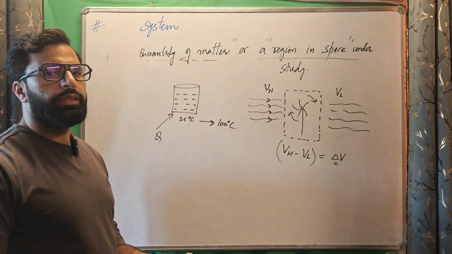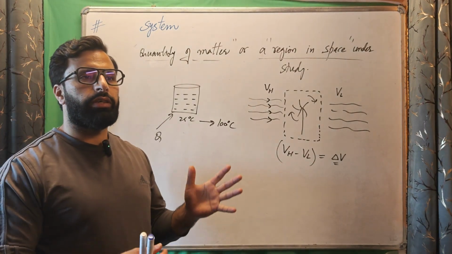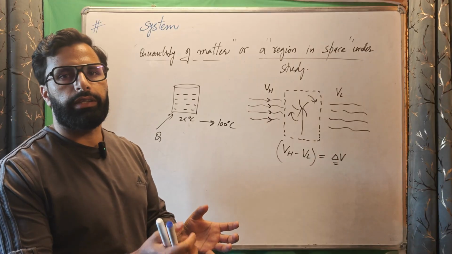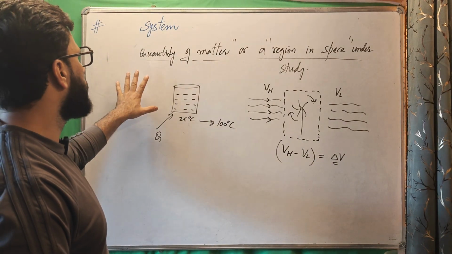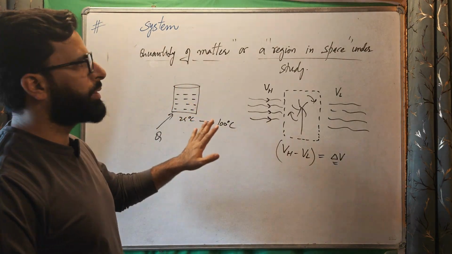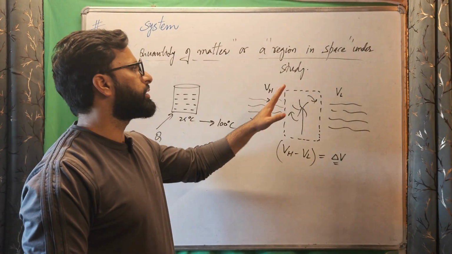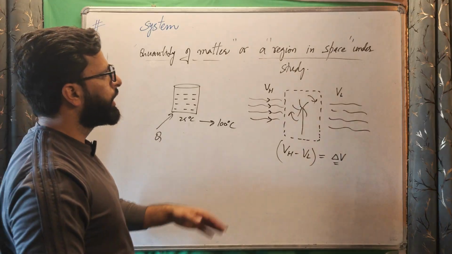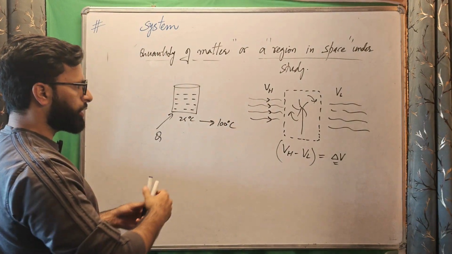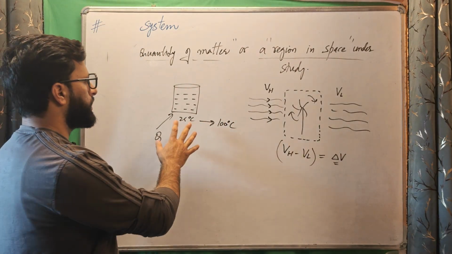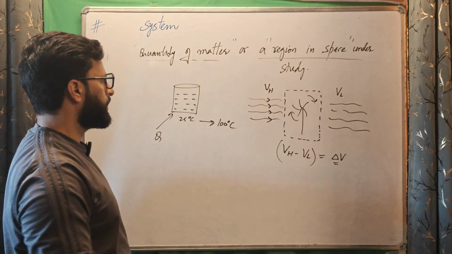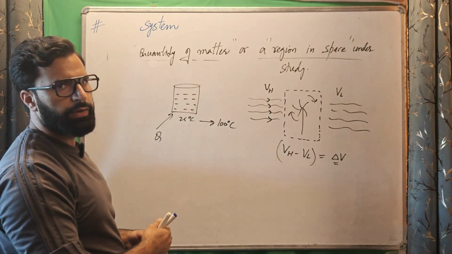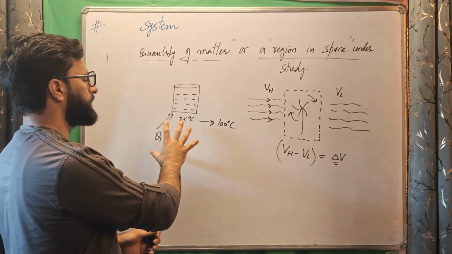So a system is anything, in simple language, a system is anything that is being studied, that's under study. So the definition is a quantity of matter or a region in space chosen for study. It contains two phrases, quantity of matter and a region in space. Both are shown here. For example, this is a glass of water. The mass of the water is fixed. This is a fixed quantity of matter being studied.